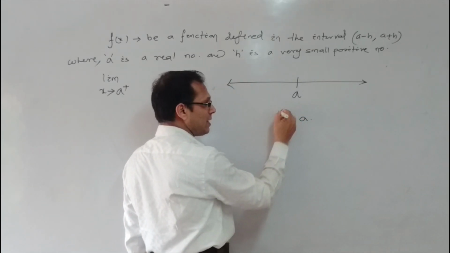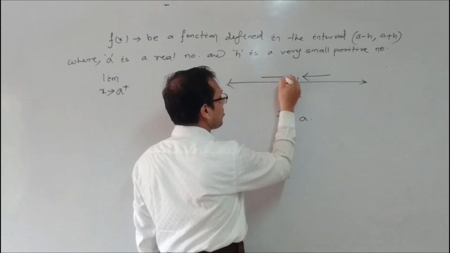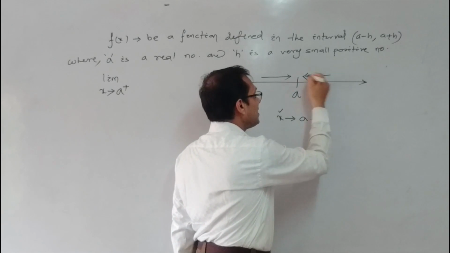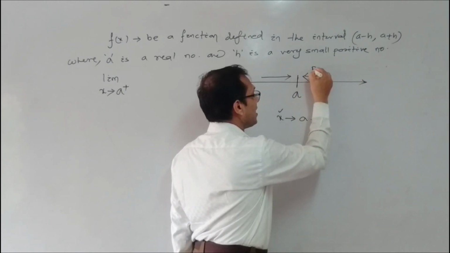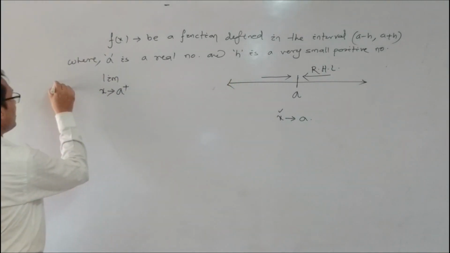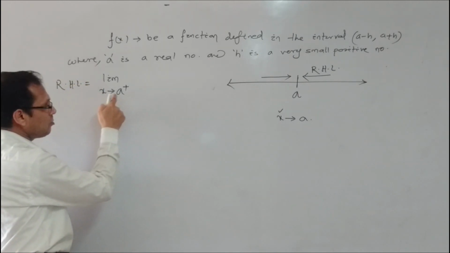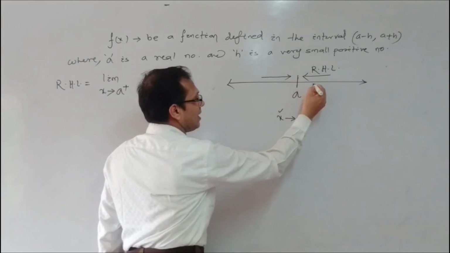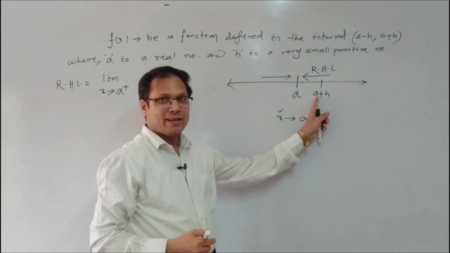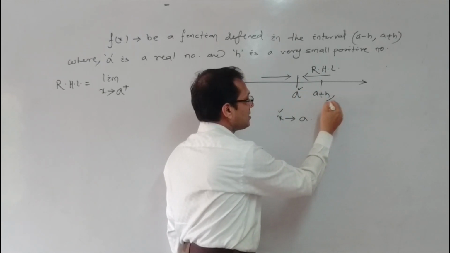That means the value of x approaches a from the right hand side of a, or it may approach a from the left hand side of a. If the value of x approaches a from the right hand side of a, then it is called right hand limit. Since the value of x approaches a from the right hand side of a, a plus h is somewhere here. If you add h to a, then it will lie on the right hand side of a. That's why a plus h is here.